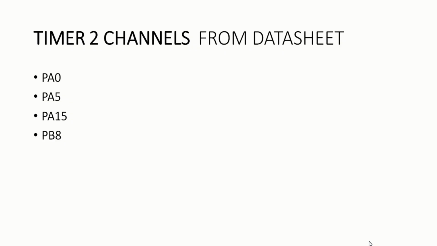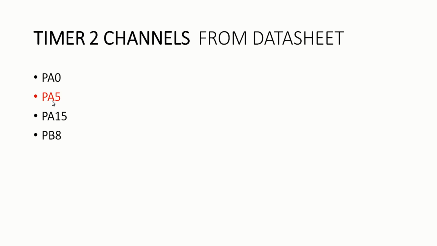As we discussed in the last few lectures of timer, output compare, input capture and interrupt mode of timers, we know that the timer 2 module of STM32F446RE microcontroller has 4 different GPIO pins for channel 1. They are PA0, PA5, PA15 and PB8. I have explained this a lot in the previous few lectures. This is the data fetched from the datasheet of the microcontroller. The datasheet link is provided in the description of this video.